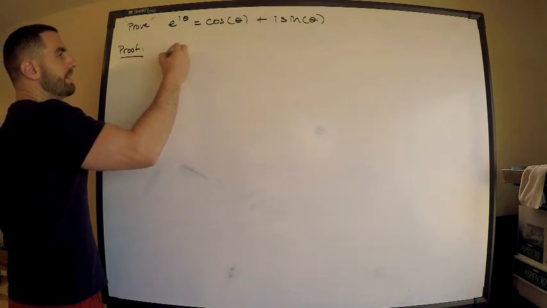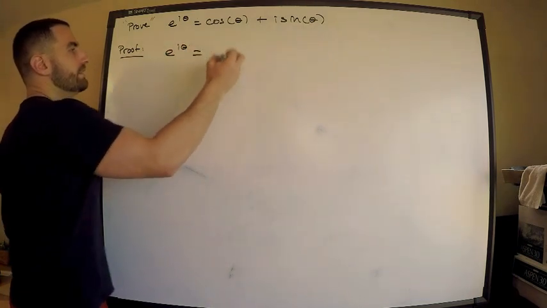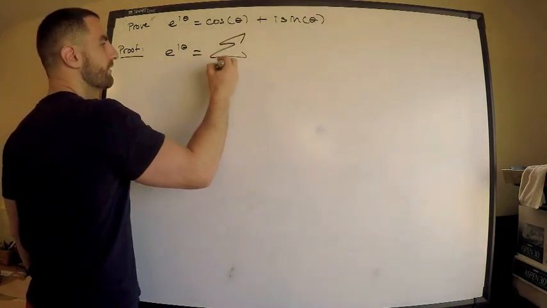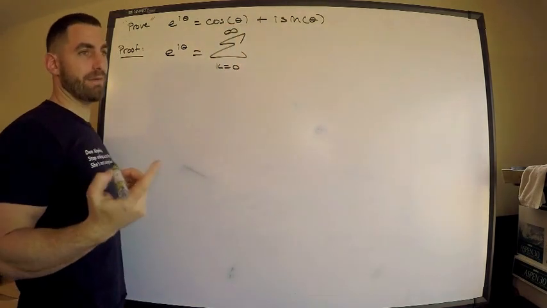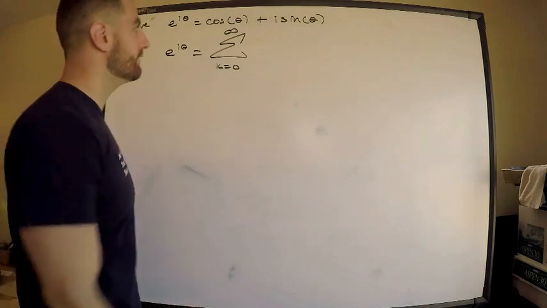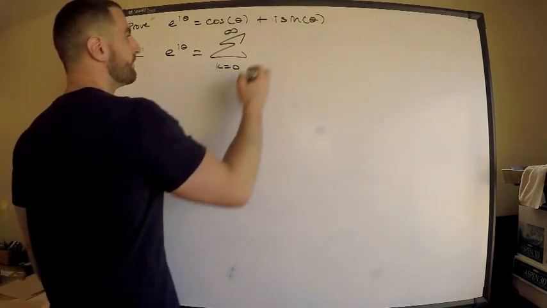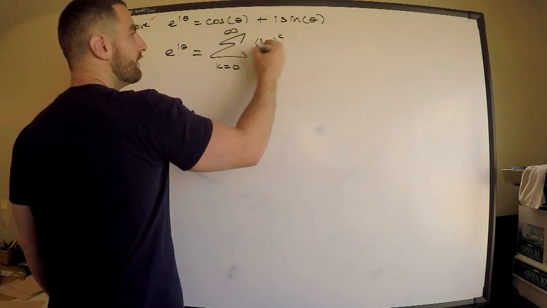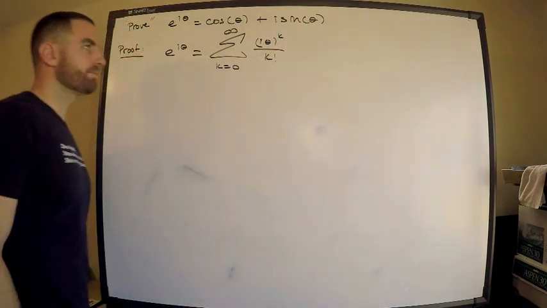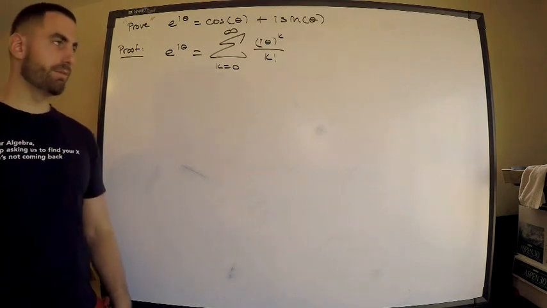So e to the i theta is equal to the sum from k equals 0 to infinity. Okay, I'm using an infinite sum, so I already have to be careful. You can't just mess around with infinity, right? You usually need a limit, something like this. So this is (i theta) to the k divided by k factorial. Let's just write out the terms, okay?